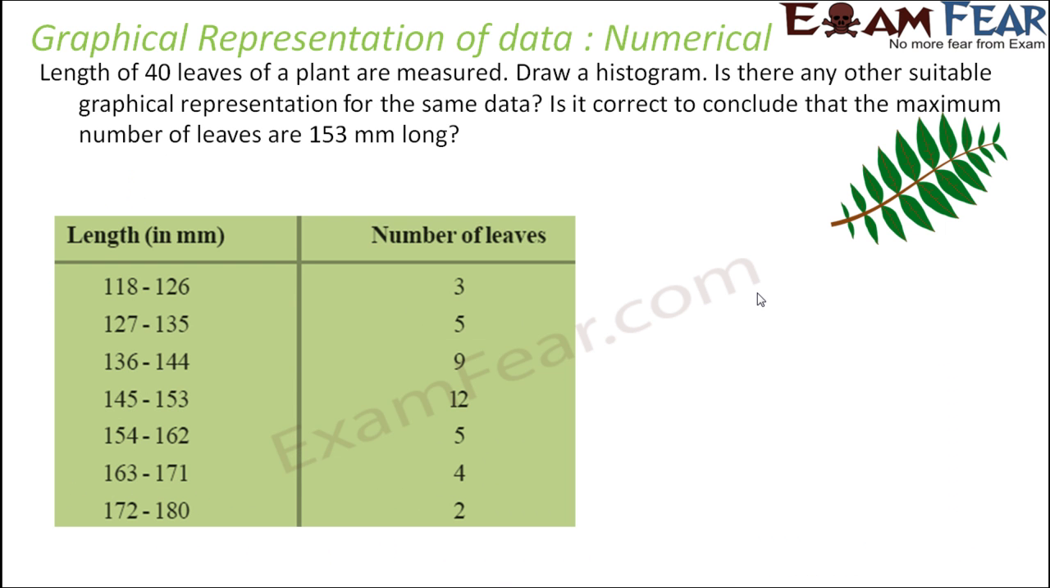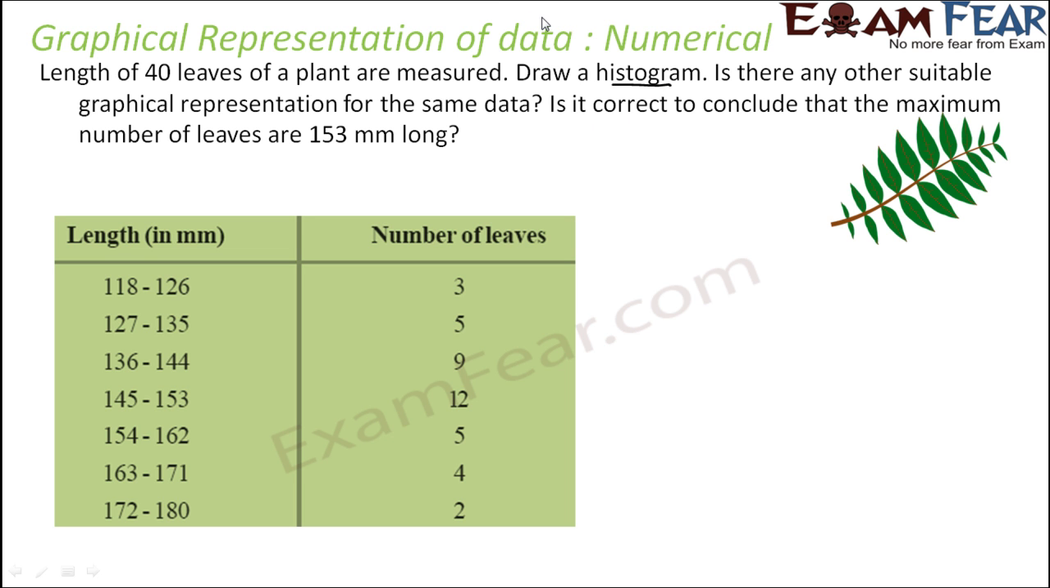The question says the lengths of 40 leaves of a plant are measured, and we are asked to draw a histogram for this. The data is given. And is there any other suitable graphical representation of the same data? And is this data correct to conclude the maximum number of leaves? First, let's draw a histogram.